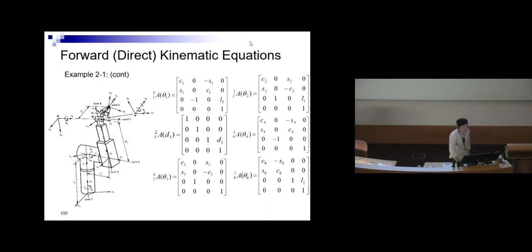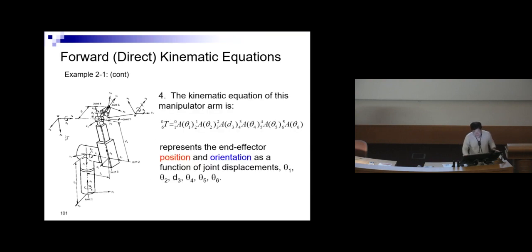So you start with frame 1 with respect to frame 0, A(theta 1), this is a revolute joint. Then 2 with respect to 1, A(theta 2), revolute joint. Then 3 with respect to 2, A(d3). So this is a prismatic joint, and so on. After you are done with this, the next thing is you multiply them together, and then you will get the final matrix.